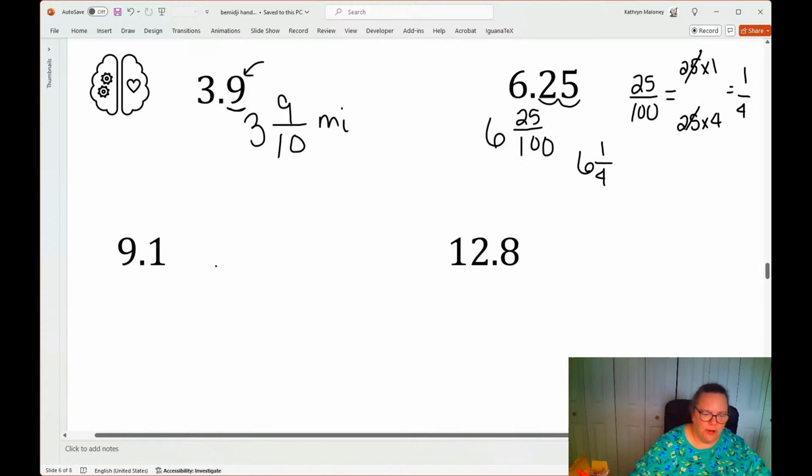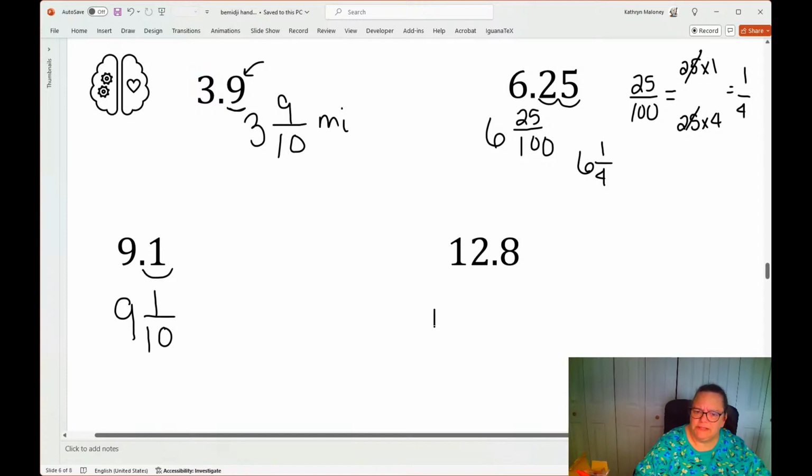Let's look at 9.1. The big number is 9. Okay, I'm going to make my fraction bar. The number behind the decimal is a 1. I'm going to make my 1. It's always a 1. Then I count how many decimal places I have, which is 1. 1 over 10 doesn't reduce, so that's it. 9 and 1/10.